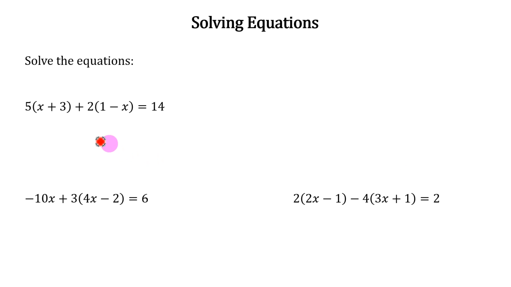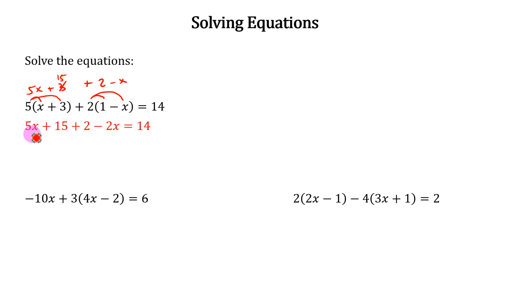Okay, so here what we have to do is do the distribution. A lot of people want to say this is 5x plus 3. It's not. That's wrong. 5 times x and 5 times 3 is 5x plus 15. 2 times 1, 2 times negative x will be 2 plus 2 minus x.